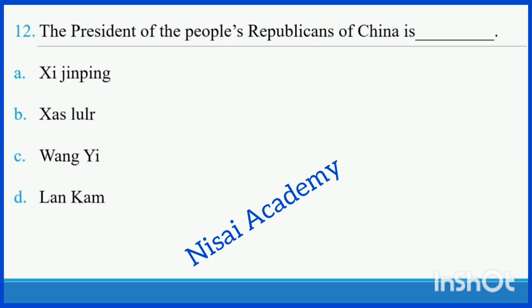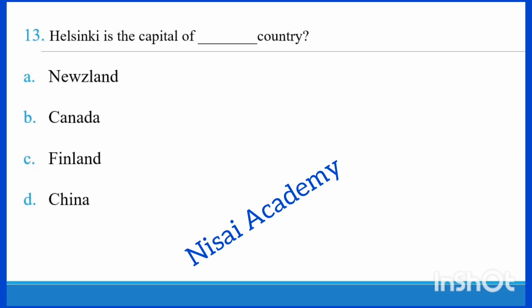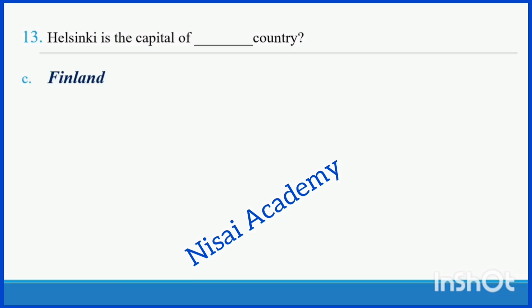Question 12. The President of the People's Republic of China is: option A Xi Jinping, option B Zezluer, option C Wang Yi, option D Lancome. Xi Jinping is the President of the People's Republic of China. Right option A. Question 13. Helsinki is the capital of: option A New Zealand, option B Canada, option C Finland, option D China. Helsinki is the capital of Finland.